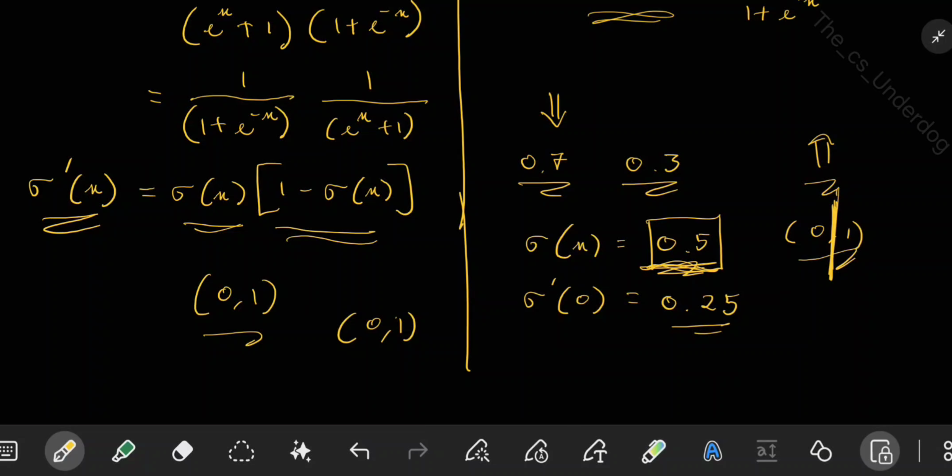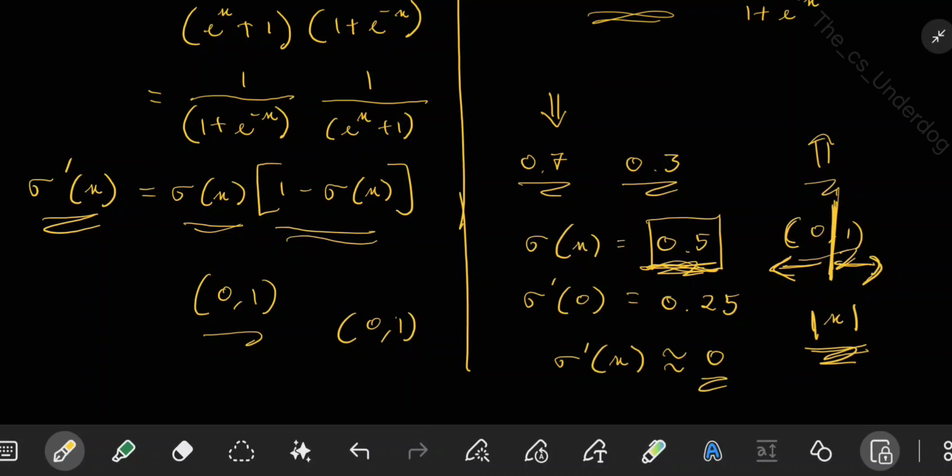But the problem here is, if you go to either extreme, that is, if your value of x is very large on the positive side or negative side. If it is large on the positive side, sigmoid of x will be close to 1. If it is large on the negative side, sigmoid of x will be close to 0. In either case, the problem is that the derivative, sigma dash of x, is going to be very close to 0.